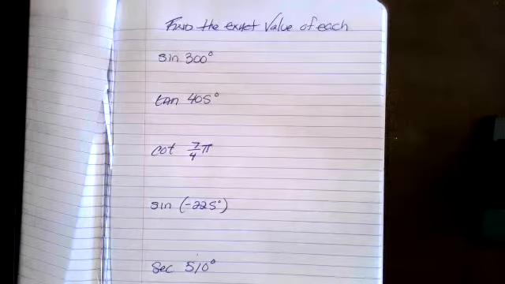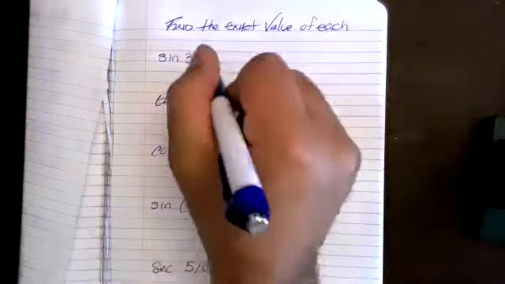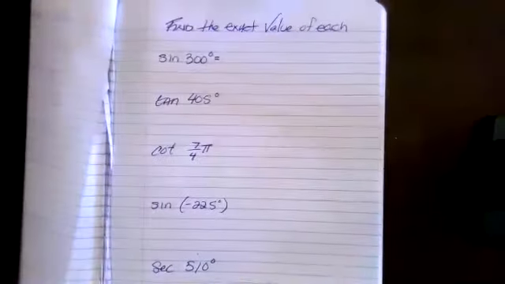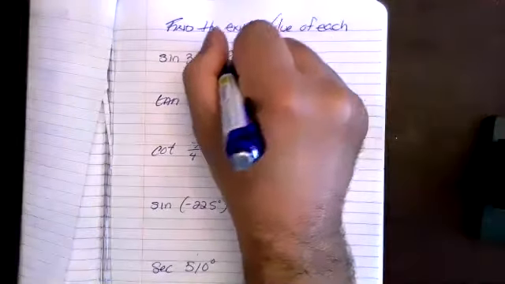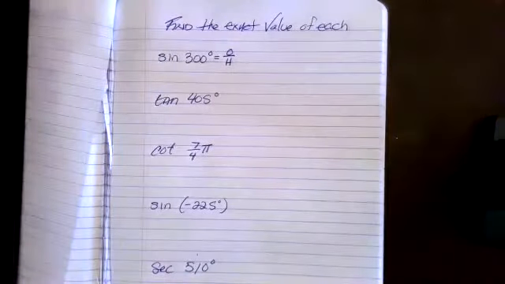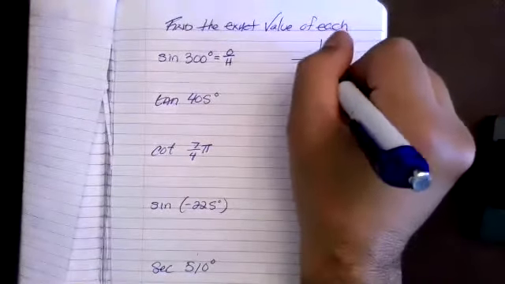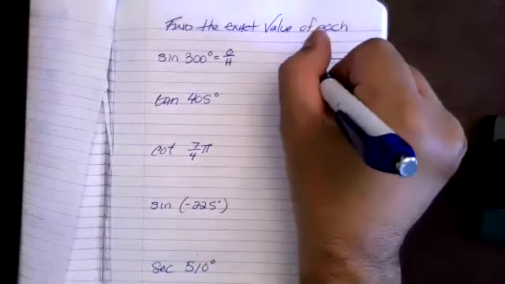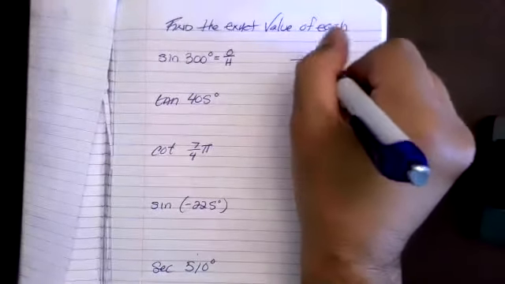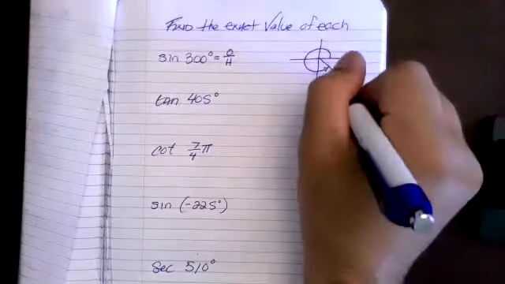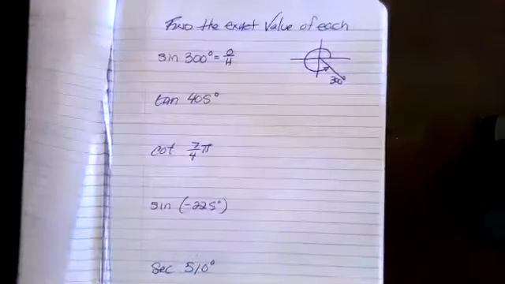So the last thing they ask of us in this section is to find the exact value of each of the given trig functions. So in this first example, they give us sine of 300 degrees. Well, what do I know about sine of 300 degrees? Well, I know sine is my opposite over my hypotenuse. All right, where would 300 degrees be? I know 300 degrees would be more than 90, more than 180, more than 270. 300 degrees would be here in the fourth quadrant.